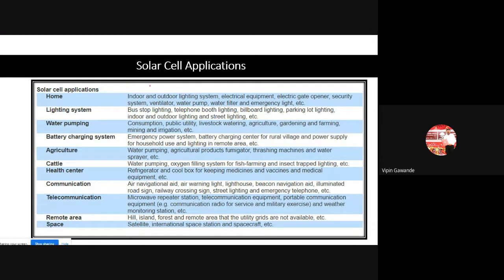Then we have some of the applications of solar energy. We have already seen this one. This can be used in the home, lighting systems, water pumping, battery charging systems, agriculture, cattle health centers, communication, telecommunication, and remote area space. Okay, so these are some of the applications. Please go through all these applications.